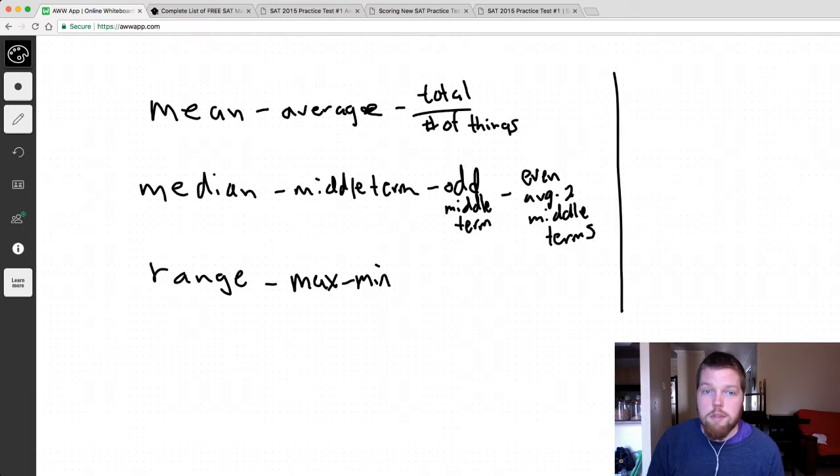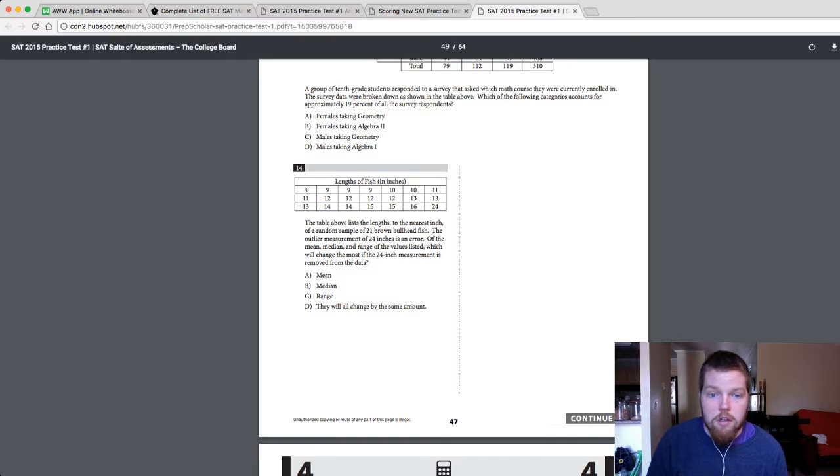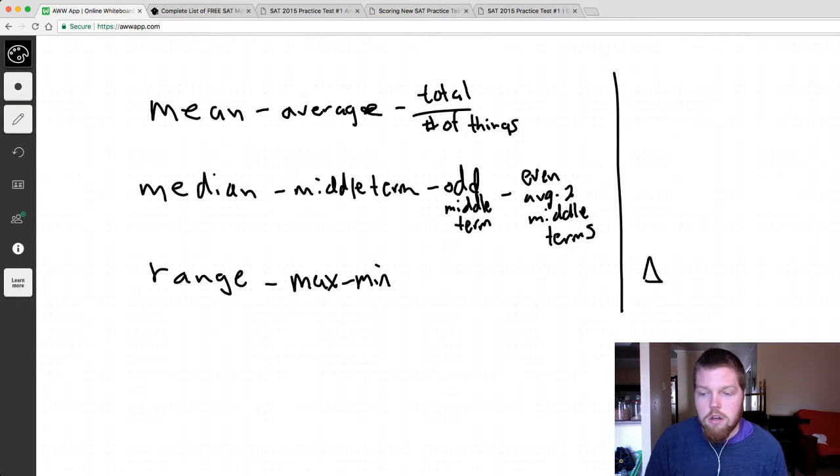So for the range, that's going to be the easiest one to do, so let's get that one out of the way first. If we have 24 in here, the smallest is 8, the largest is 24. So that's a range of 16. And if we take 24 out, then the range is going to be 16 to 8, so that's going to be a change of 8. We went from 24 to 8 is 16 of a range, 16 to 8 is 8. The range is going to go down by 8. Delta means change, -8.